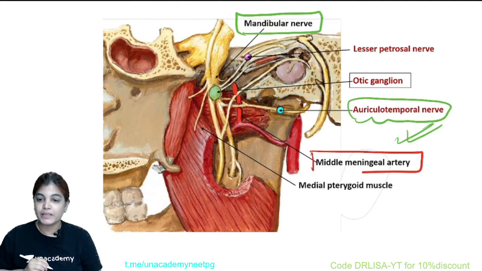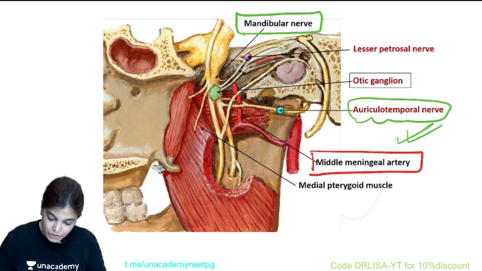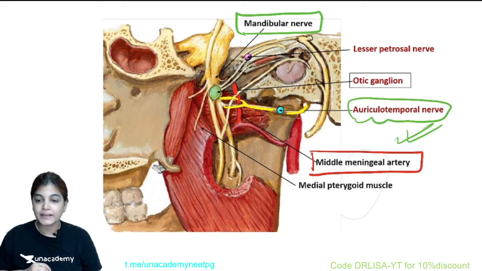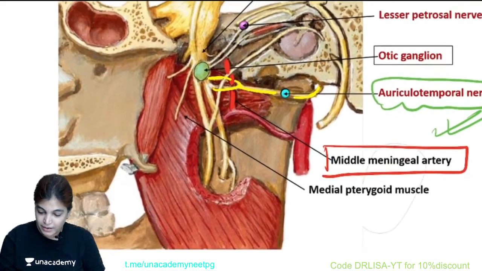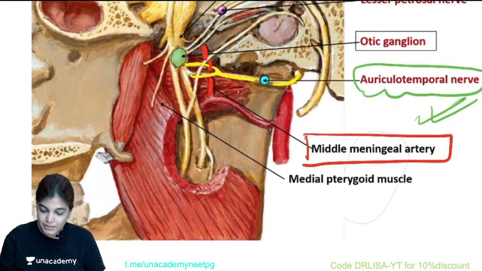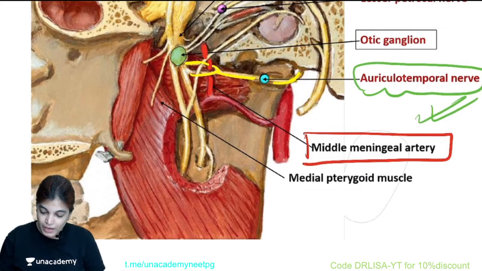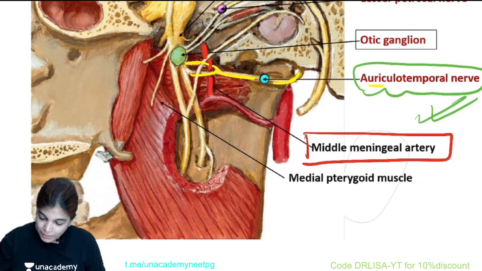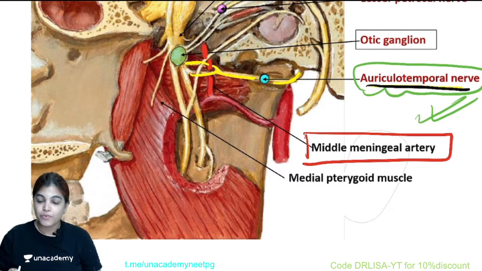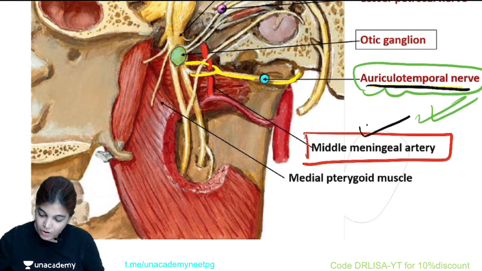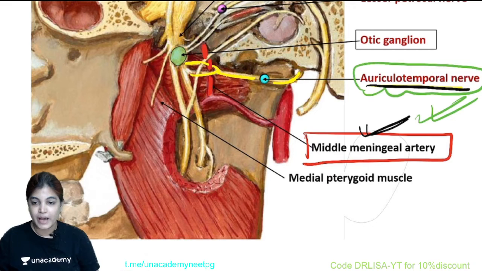This artery is the middle meningeal artery, and let me use yellow color. You can see the auriculotemporal nerve is just surrounding it as a loop. It is highlighted also, surrounding that loop of the artery. Let me just enlarge this diagram. If we enlarge it, you can nicely visualize that the auriculotemporal nerve is forming a loop around which artery? Around the middle meningeal artery, as shown in the diagram.